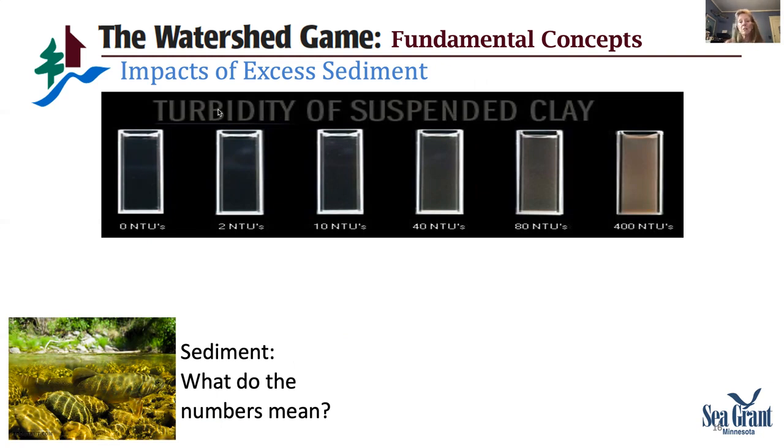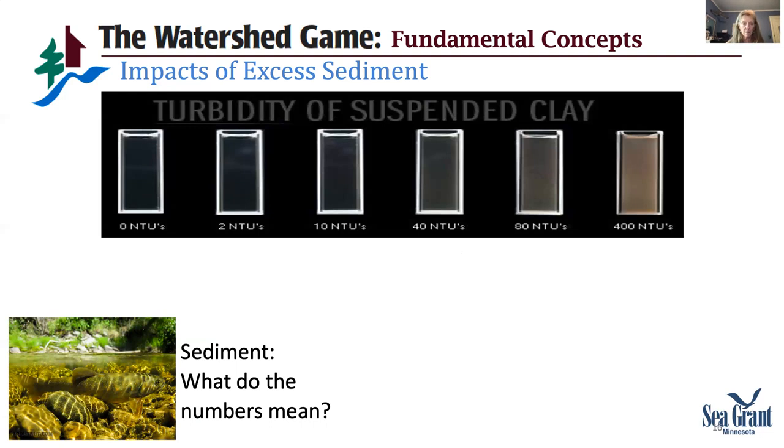And so the scale doesn't really matter too much. It's a way to basically show you how much. So you can see how this is a very clear sample. Over here at 400 NTUs, it's a very cloudy sample. So, and we've got these gradations in between 2, 10, 40, and 80. So what happens? What do the numbers mean?